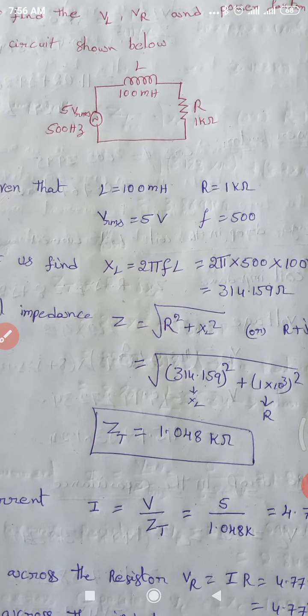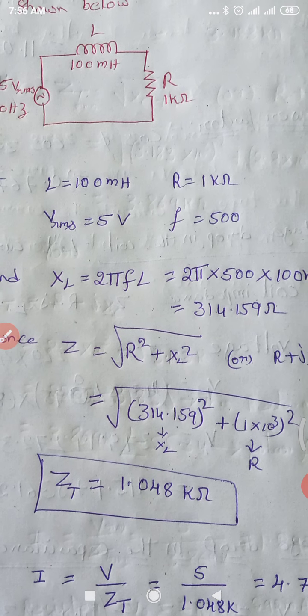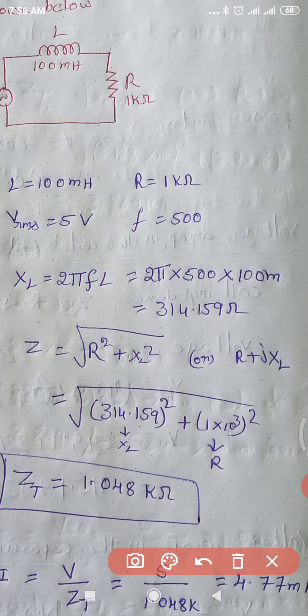So now we have to find out XL. How can we find this XL? XL is equal to 2 pi FL. In the given problem, F is equal to 500 Hz and L is equal to 100 milli, milli means 10 to the power of minus 3. If you substitute all these values and calculate, we get 314.15 ohms. This is the value of XL.